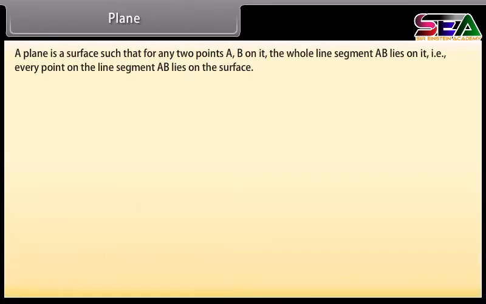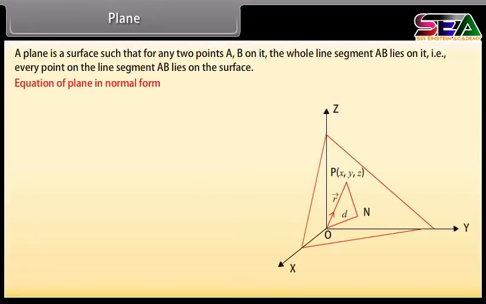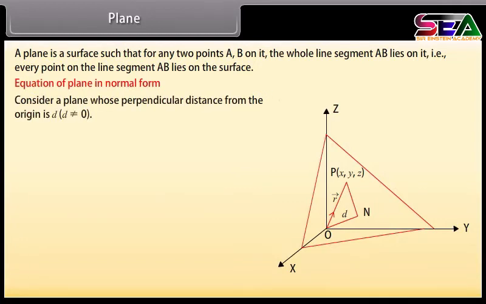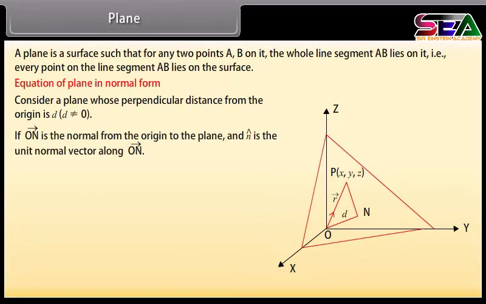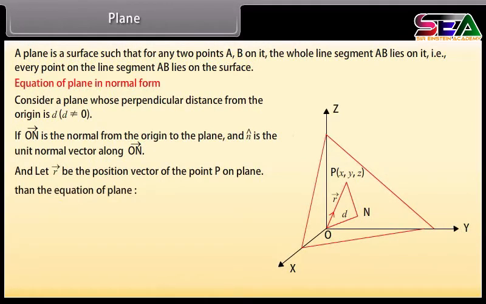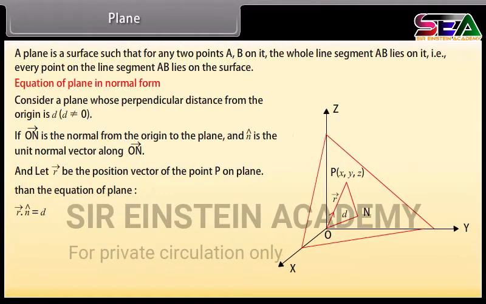Plane. A plane is a surface such that for any two points A, B on it, the whole line segment AB lies on it. That is, every point on the line segment AB lies on the surface. Equation of plane in normal form. Consider a plane whose perpendicular distance from the origin is d not equal to 0. If vector ON is the normal from the origin to the plane, and n cap is the unit normal vector along vector ON, and let vector r be the position vector of the point P on the plane, then the equation of plane is vector r dot unit vector n equals d.